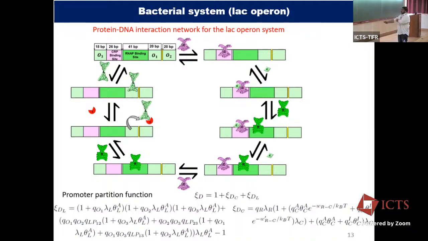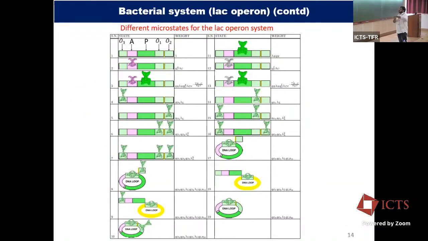So these are the various promoter partition functions which we have written for this case, for the activator and for the repressor part. These expressions also emerged after mathematical calculations, so if somebody is interested, we can discuss it. Then these are the various microstates that originate for this lac operon case. Majorly O3, O1, O1 with O2, and O1 with O3 are the major contributors which repress this promoter.